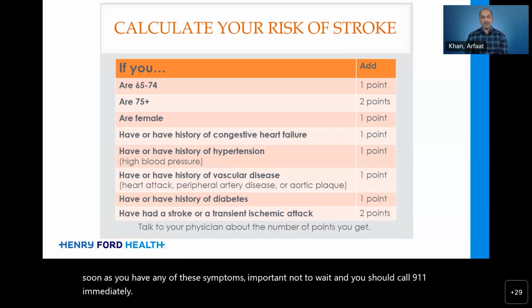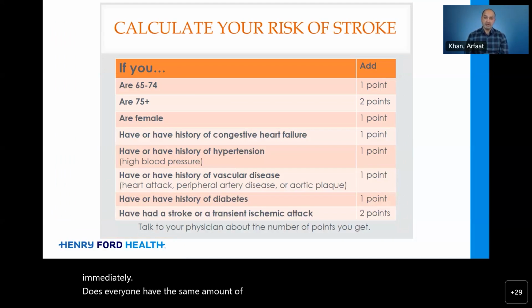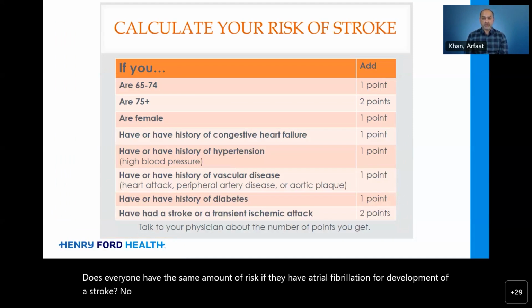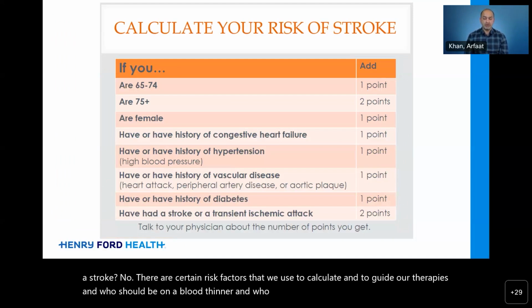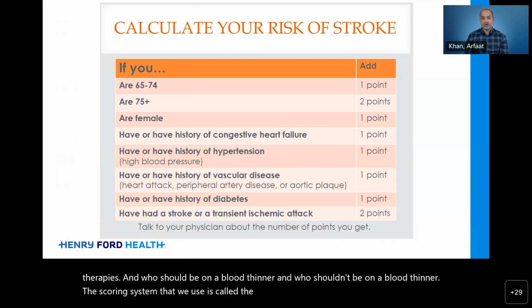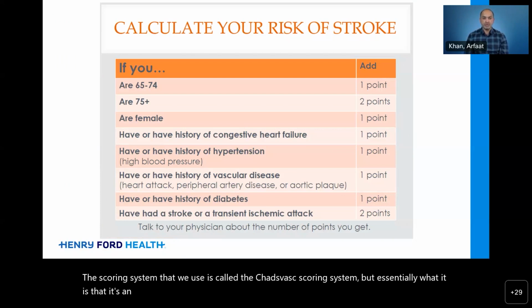Now, does everyone have the same amount of risk for development of a stroke if they have atrial fibrillation? No. There are certain risk factors that we use to calculate and to guide our therapies and who should be on a blood thinner and who shouldn't be. The scoring system that we use is called the CHA2DS2-VASc scoring system. Essentially, it's a mnemonic that we use to remember what to ask patients when we decide on whether or not the patient needs a blood thinner.